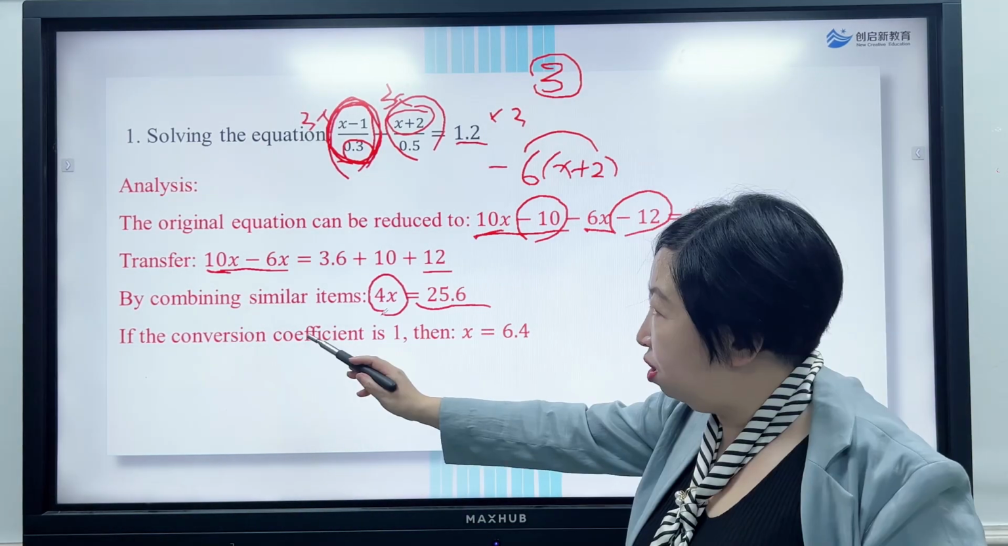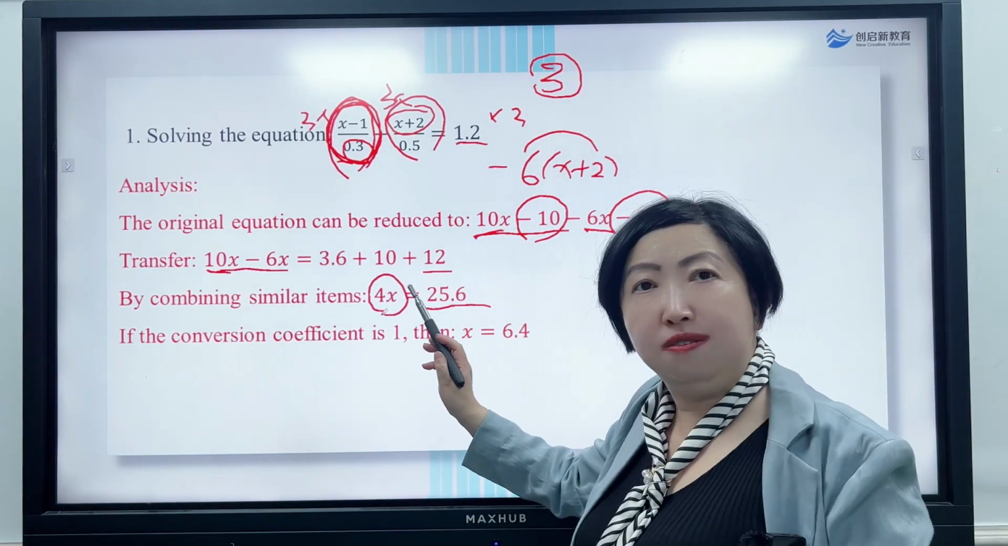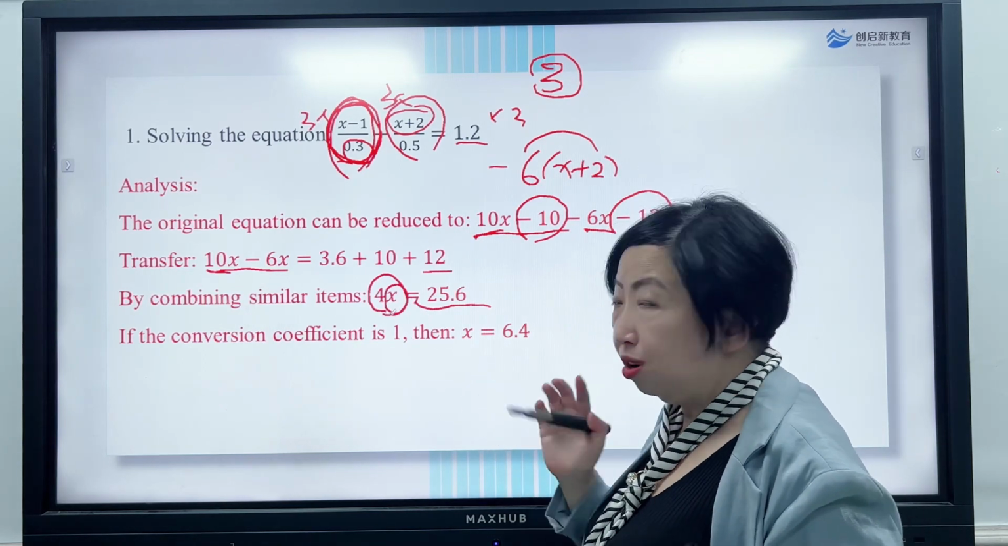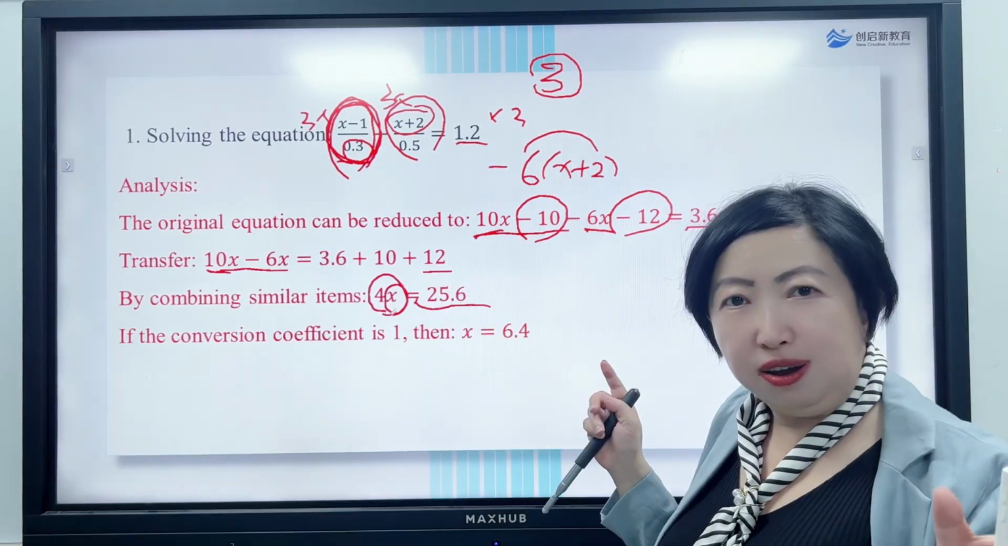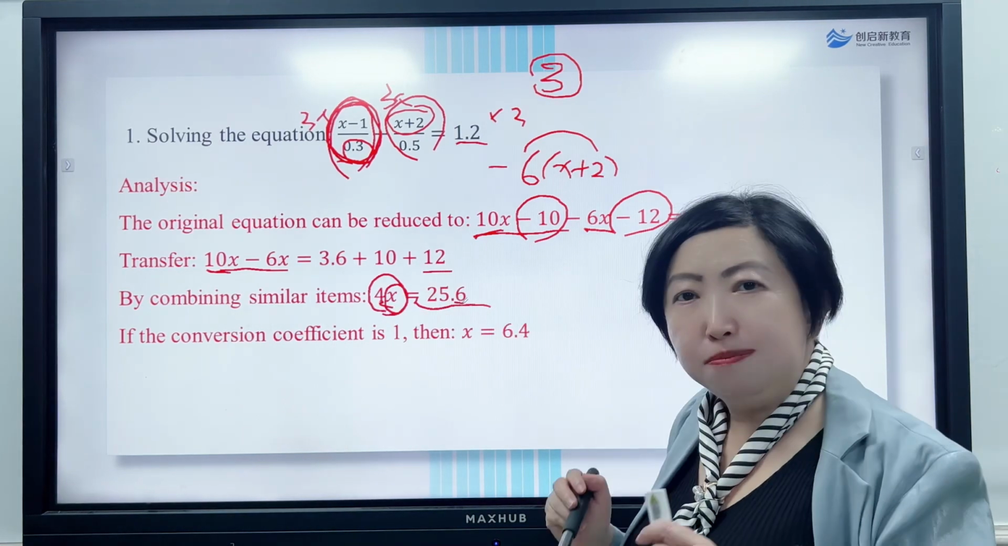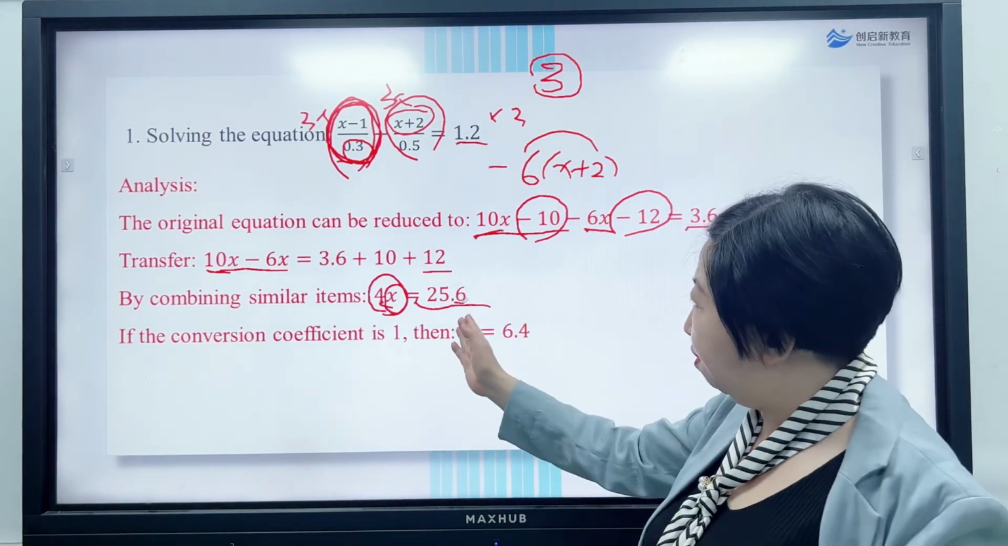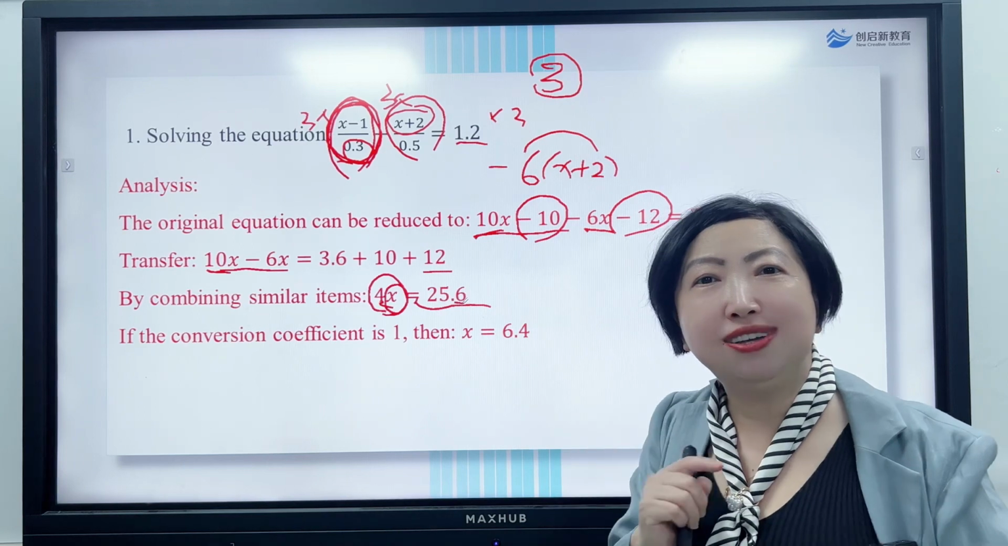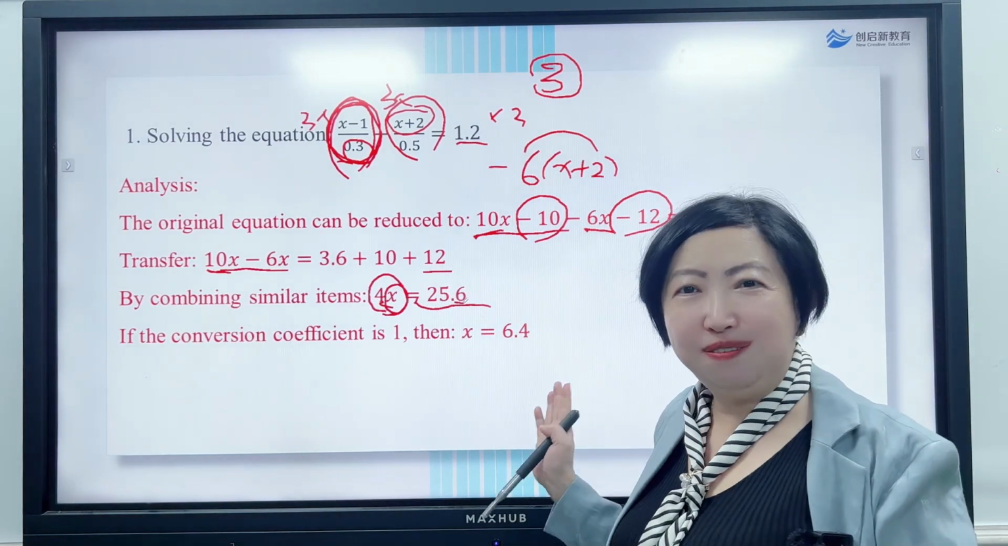Then, to make the x coefficient 1, we divide both the left and right by 4. So x equals 6.4.